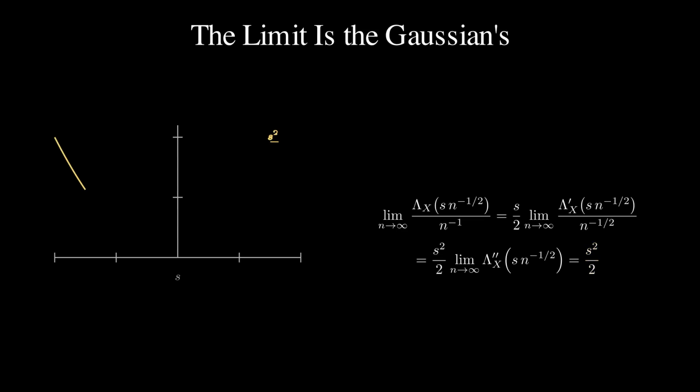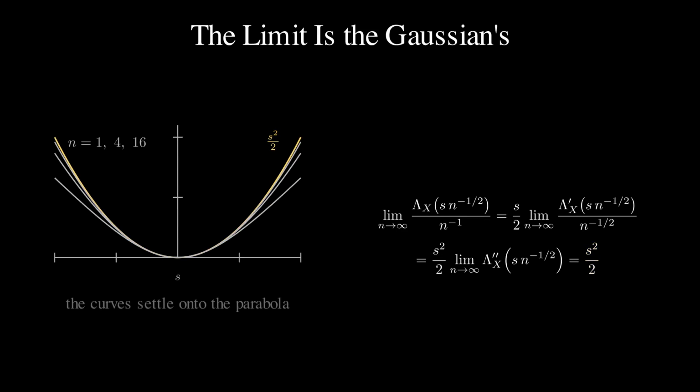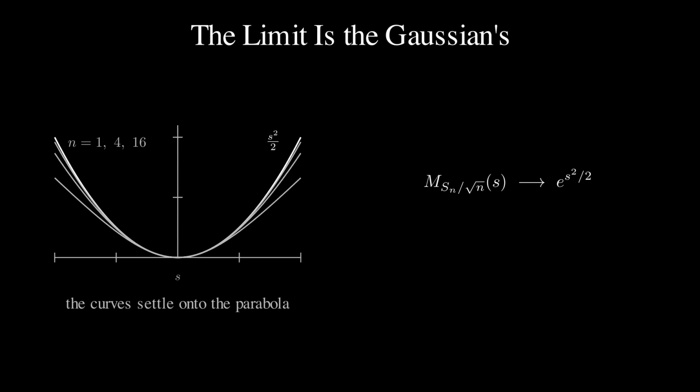Watch it happen. As n grows, the curves settle onto the parabola, so the MGF of the scaled sum converges pointwise to e to the s squared over 2, precisely the moment-generating function of a standard normal. That pointwise convergence of MGFs forces convergence in distribution, a sophisticated result we state without proof.